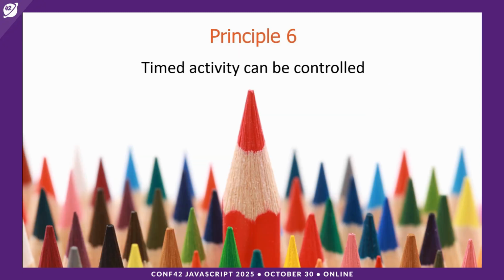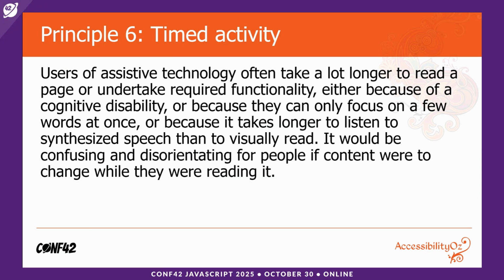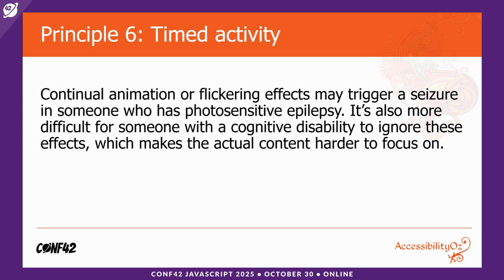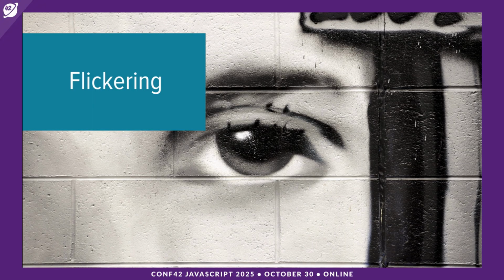Next is Principle 6. Timed activity can be controlled. Users of assistive technology often take a lot longer to read a page or undertake required functionality, either because of a cognitive disability or because they can only focus on a few words at once, or because it takes longer to listen to synthesized speech than to visually read. It would be confusing and disorienting for people if content were to change while they are reading it. Continual animation or flickering effects may trigger a seizure in someone who has photosensitive epilepsy. It's also more difficult for someone with a cognitive disability to ignore these effects, which makes the actual content harder to focus on. So let's talk about flickering.